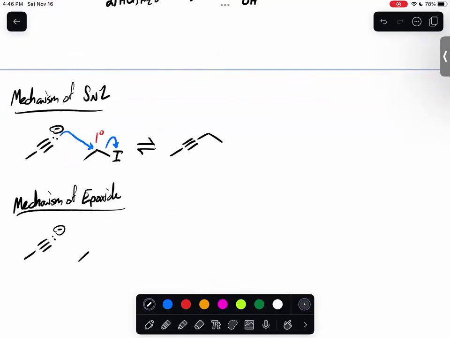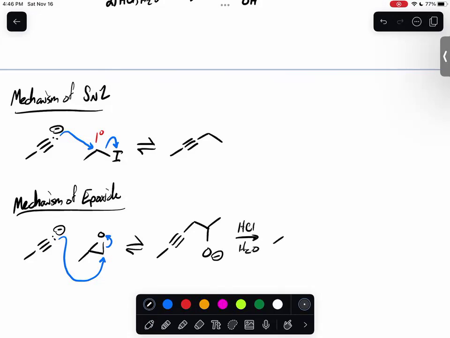And then remember, for basic epoxide ring openings, it always attacks the less substituted side of the epoxide. And so upon doing so, it opens up the epoxide, makes that oxygen anion, which then upon reaction with HCl and water just goes through acid base to give us the alcohol.